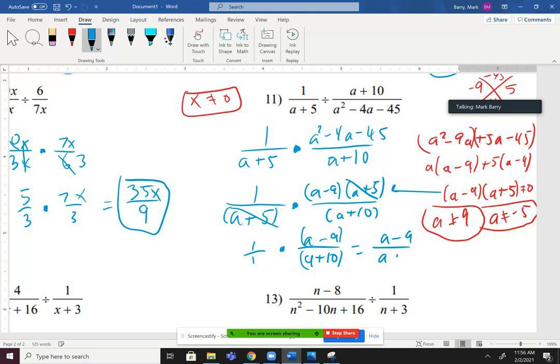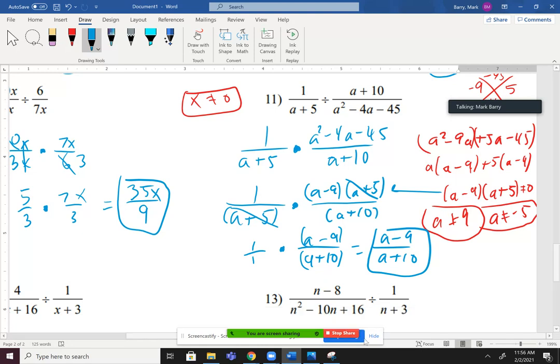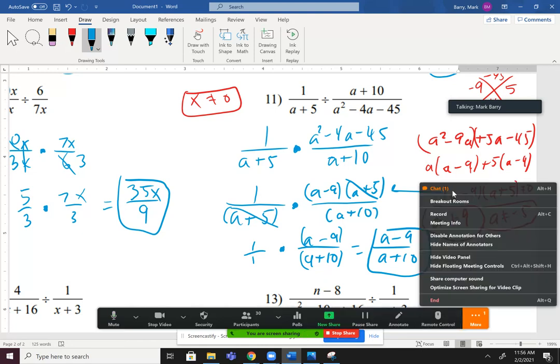So when you have an a plus or an a minus, you always have to cancel that out with a parentheses that is the exact same. All right.